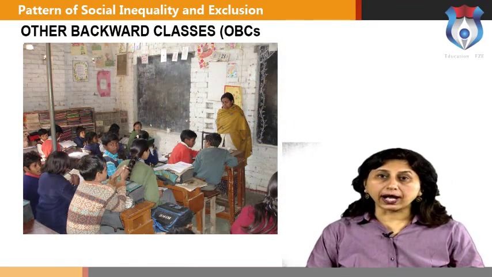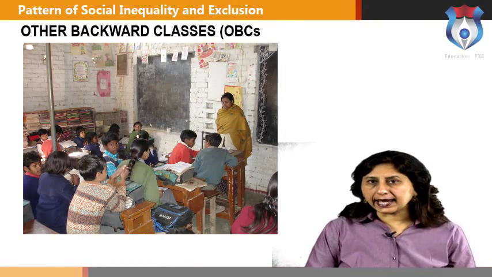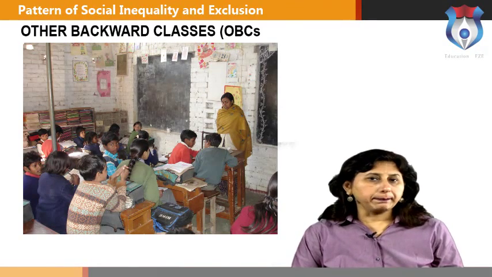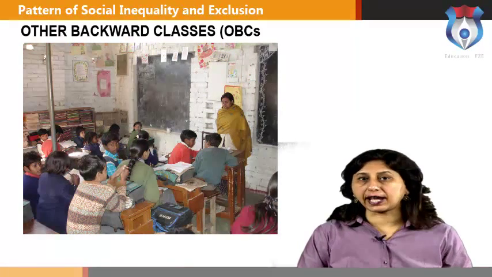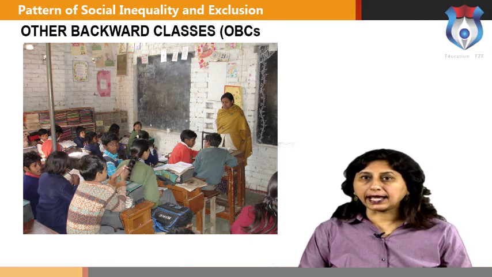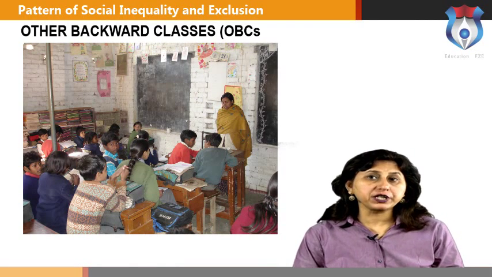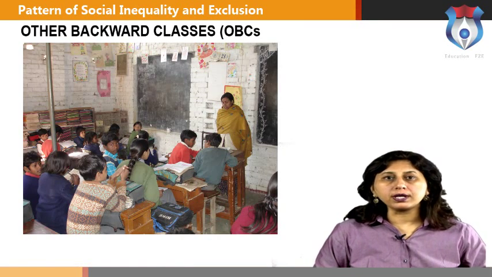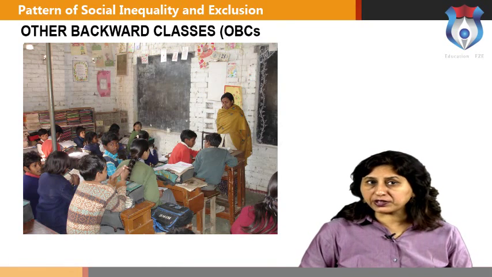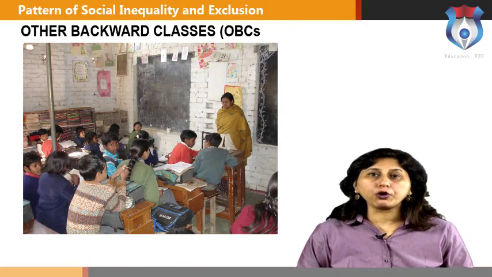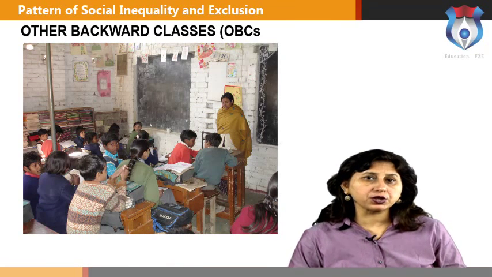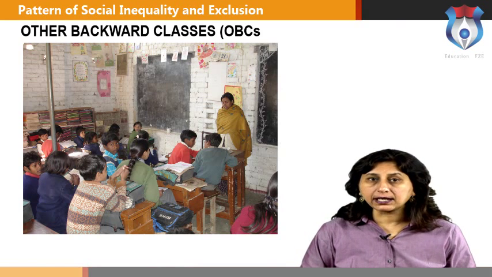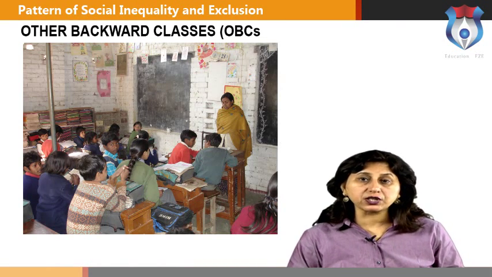Let us know more about other backward classes now. The second Backward Classes Commission, headed by B.P. Mandal, 1980, basing its calculation on the census of 1931, estimated that OBCs constituted 52% of the population. Recently, the NSSO 61st round, July 2004 to June 2005, report on employment and unemployment situation among social groups in India gave an estimate of OBCs constituting 41% of the population.